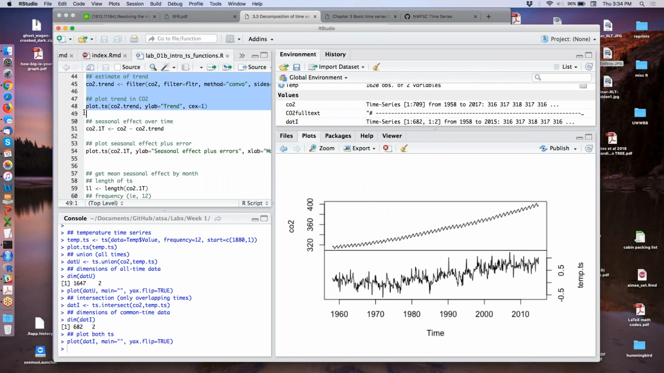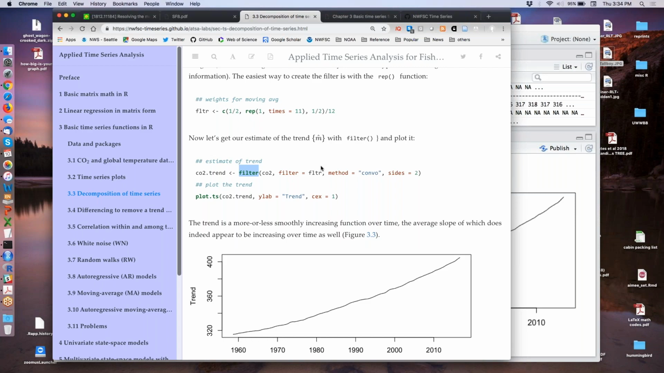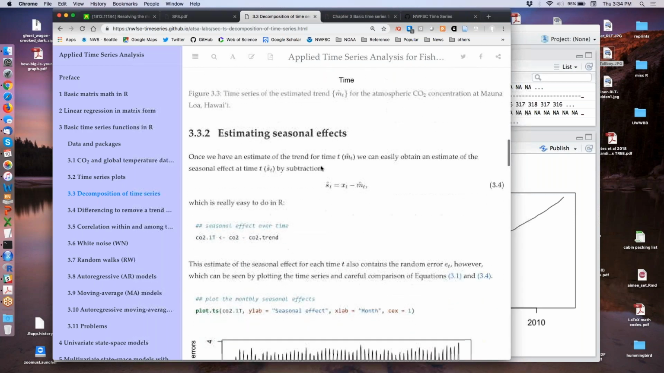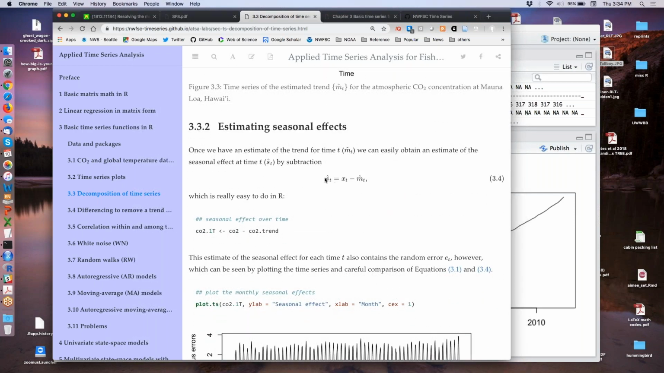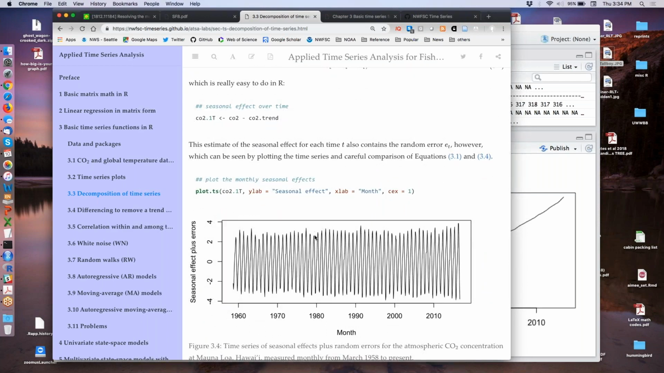And plot that. There we go. So it's extracted. So this is the trend in the CO2 data. On average, things are going up. We can then estimate the seasonal effect by just subtraction here. The idea is that our estimate of the seasonal effect was our observation minus the trend. So we can do that, and we're going to end up with something that's the seasonal effect plus the error.